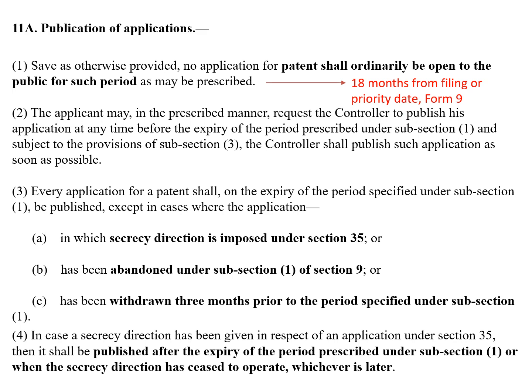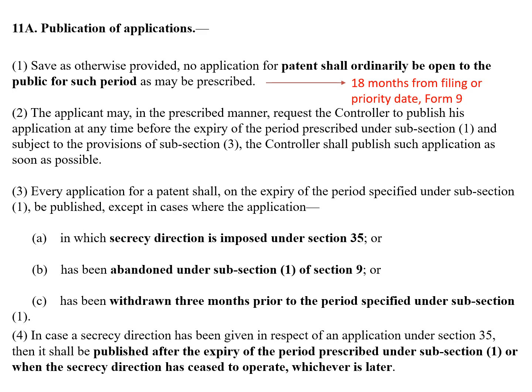The abstract, title, claims and some details will be published so that it's available to the general public for scrutiny. So this subsection deals with this clause. Then the applicant may request the controller to publish the application at any time before the expiry of this period, that means 18 months, and subject to the provisions of subsection 3, the controller shall publish such application as soon as possible. So if the application is not abandoned or withdrawn, the controller will publish it.